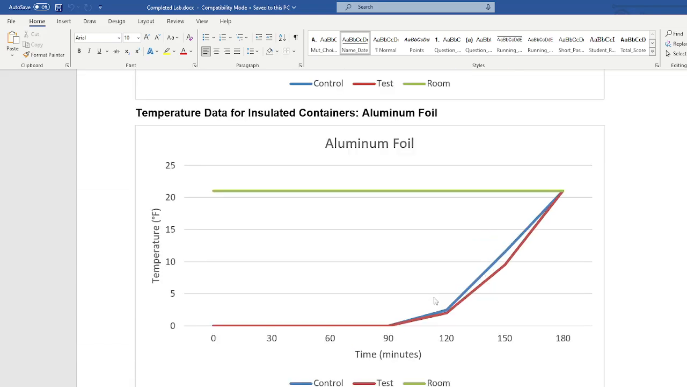If we do see one that rises like this one, basically at the same time as the control, then that would mean that the material you used is actually not really helping the thermos. It's not allowing it to do better than just not changing anything at all. Remember, your control is your part of the experiment that is not getting modified, so it lets you know kind of if things are changing or are getting better.